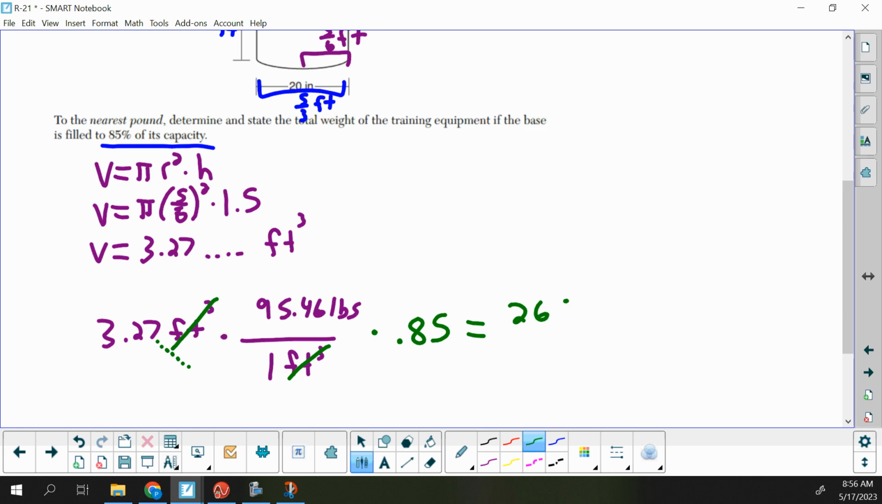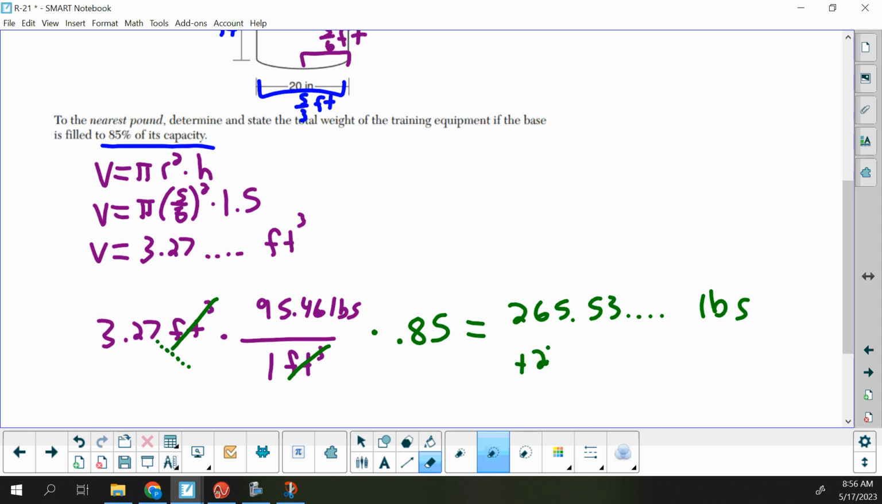That should give us 265.53 and change. And this is still a pounds. Not rounding yet because this isn't our final answer. This is the weight of the sand that's inside the base. We've got to still add on the weight of the bag, the pole, and the unfilled base.